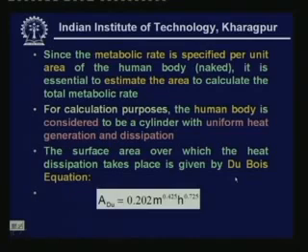Since the metabolic rate is specified per unit area of the human body, when we say unit area of the human body, normally it is referred to the unclothed or naked body. So, it is essential to estimate the area to calculate the total metabolic rate. You have seen that the metabolic rates are specified in terms of met, and met itself is defined in terms of watts per meter square. That meter square in the denominator refers to the surface area of the human body.